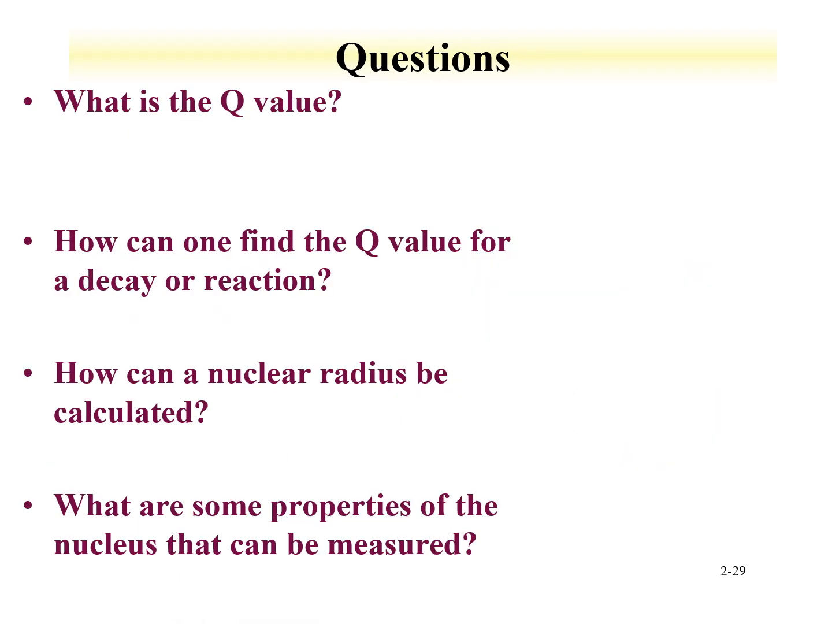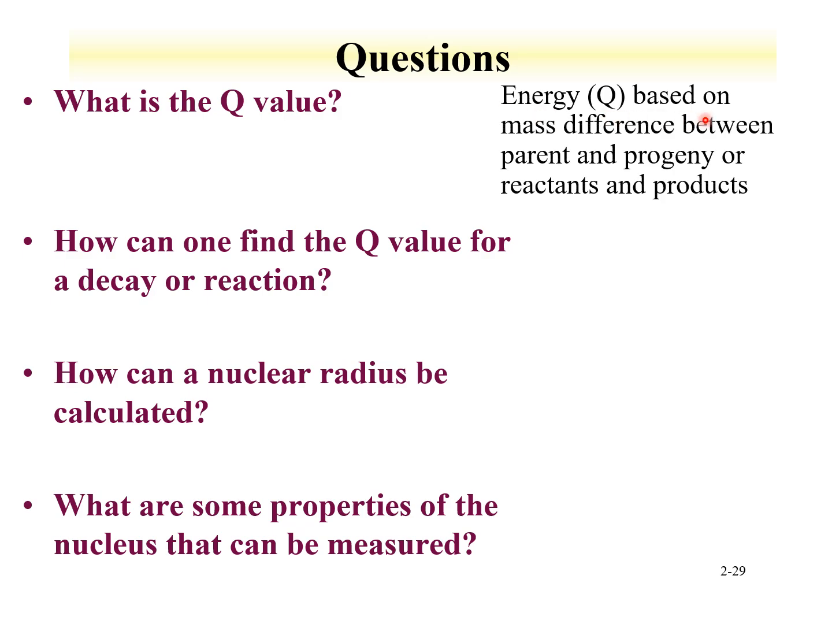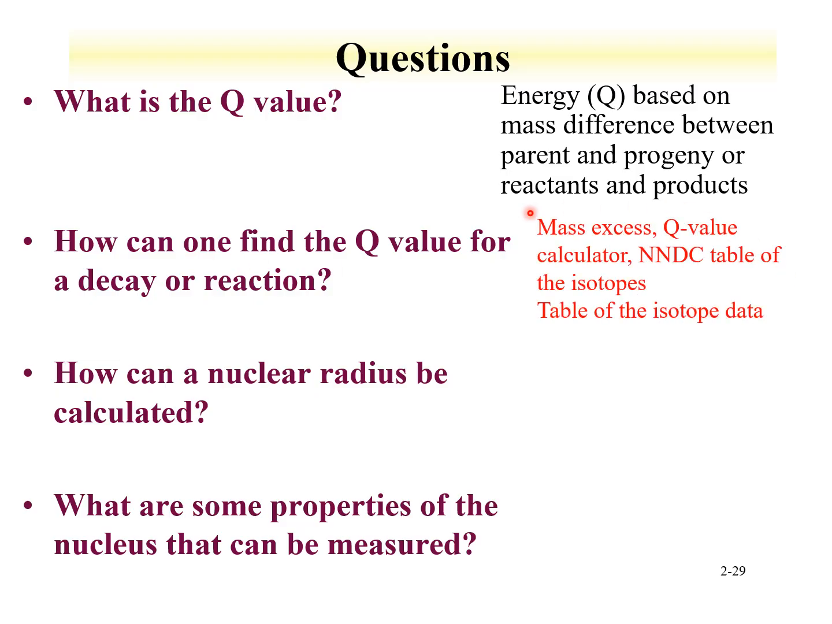Some other questions you should be able to answer at the end of this lecture are shown here. What is the Q value? Well, the Q value is the energy, and it's based upon the difference between the parent and the progeny for decay, or the reactants and the products for a nuclear reaction. How can one find the Q value for a decay or a reaction? Well, you can use the mass excess. You can go to the mass excess database, get the mass excess for all the components of your decay or your reaction, set it up in an equation, reactants minus products, just as you would in a chemistry reaction, and then determine the Q value.